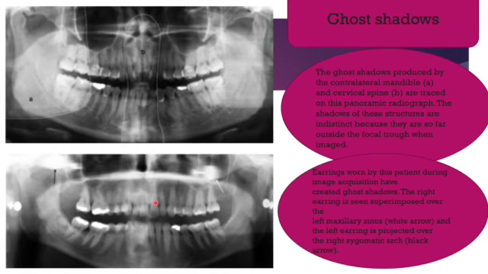Next, coming to another example, an earring worn by the patient during the image acquisition will create a ghost shadow. The right earring is seen superimposed over the left maxillary sinus, and the left earring is projected over the right zygomatic arch. So these are the ghost shadows of the earring.